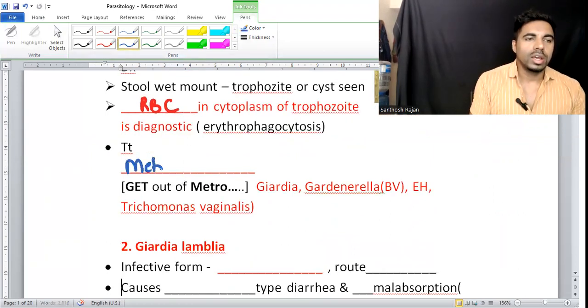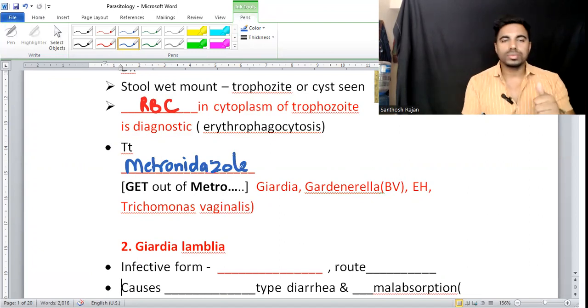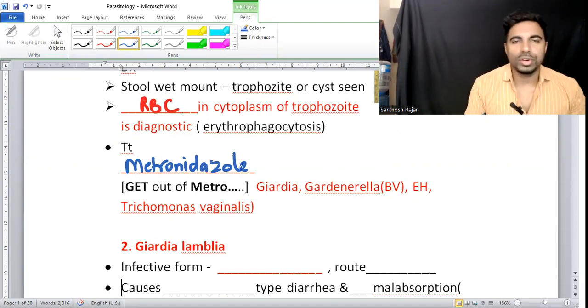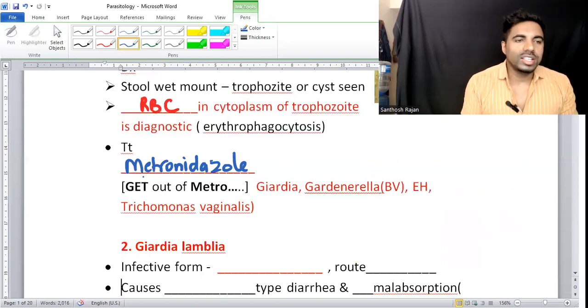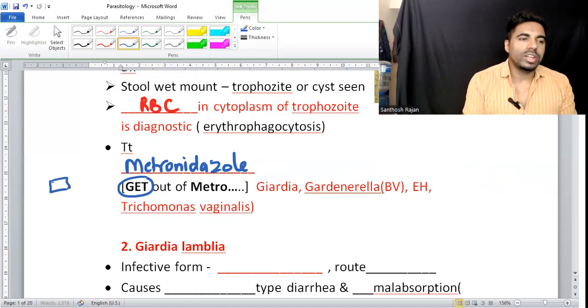The treatment is metronidazole. Metronidazole is usually for anaerobes. If you remember, most of the anaerobes we give metronidazole, and also for these particular protozoa. The shortcut is "get out of metro train." Okay, just remember a metro train. A metro train is just coming.